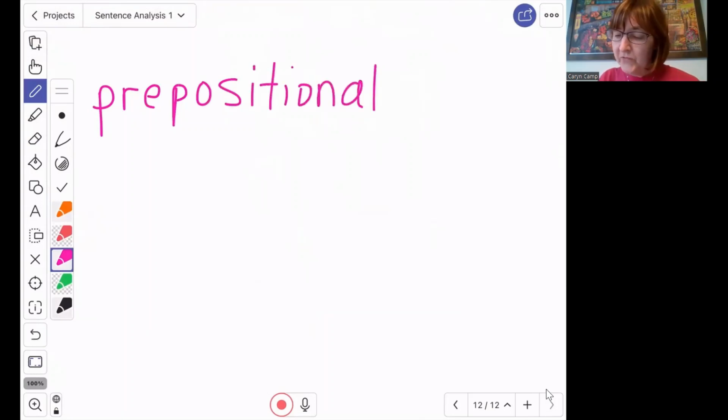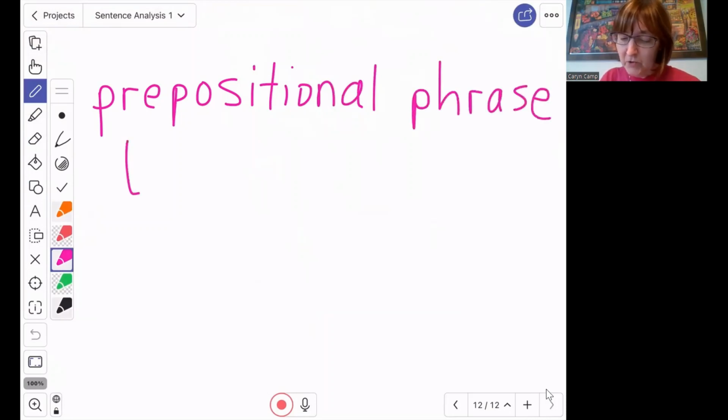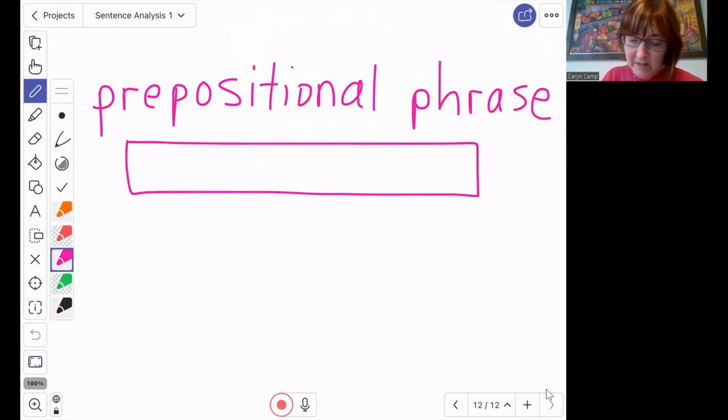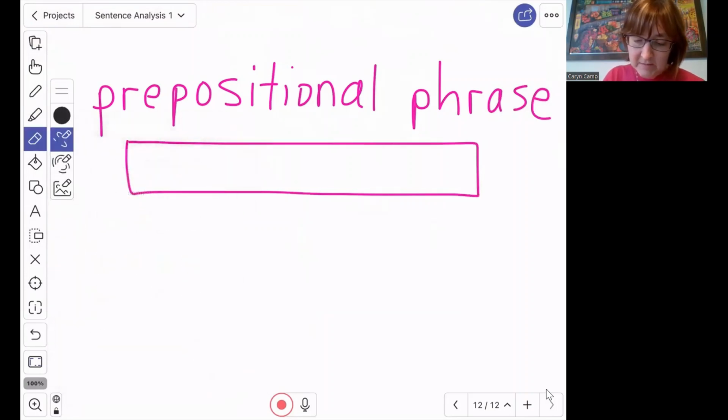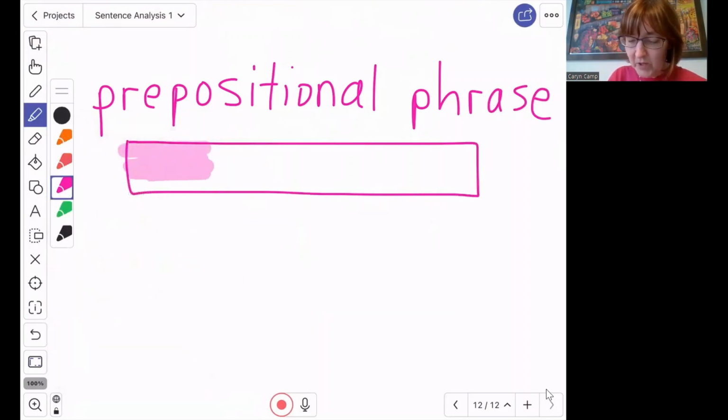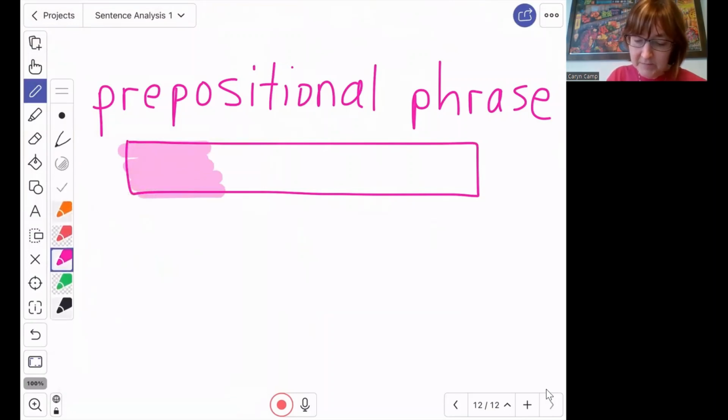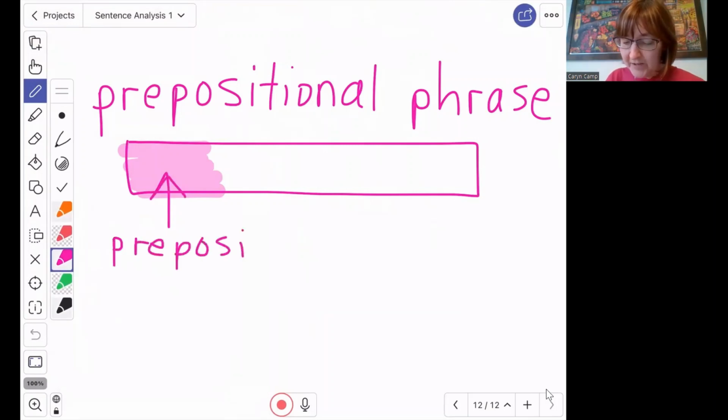A prepositional phrase is going to be a group of words that is going to begin. The first word right here has to be a preposition. The preposition is the line leader. It's the line leader of the phrase.